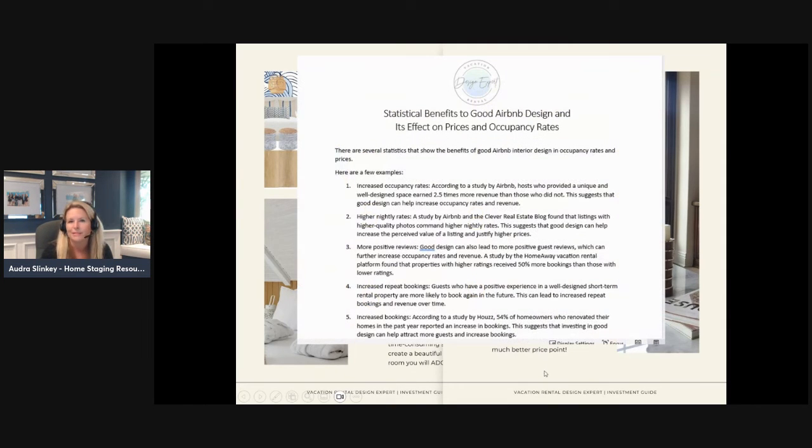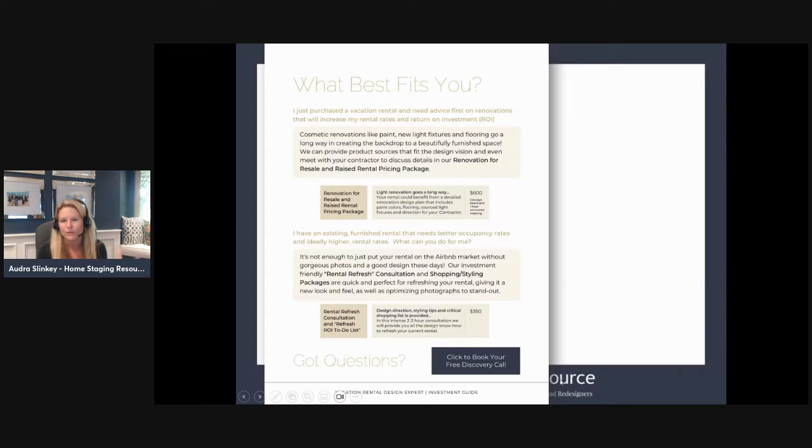And then even statistics, because there are lots of statistics that back up the money the investors make with good Airbnb design. And then inside that investment guide, I always have calls to action, as you should. Book your free discovery call. This guide is in my training in a Canva template that my members just jump in and customize, but it's kind of all right there.